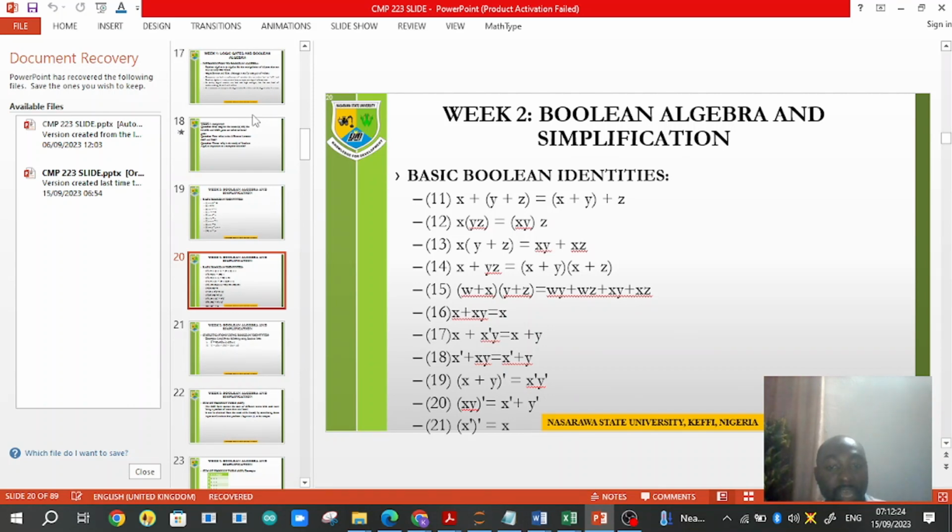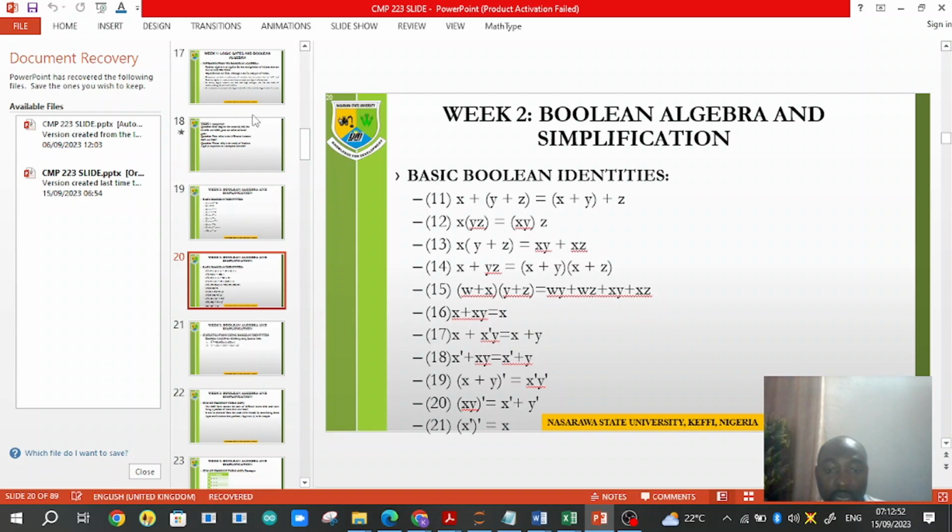Number 15, w plus x in bracket y plus z is equal to wy plus wz plus xy plus xz. Number 16, x plus xy is equal to x. Number 17, x plus x prime y is equal to x plus y. Number 18, x prime plus xy is equal to x prime plus y.